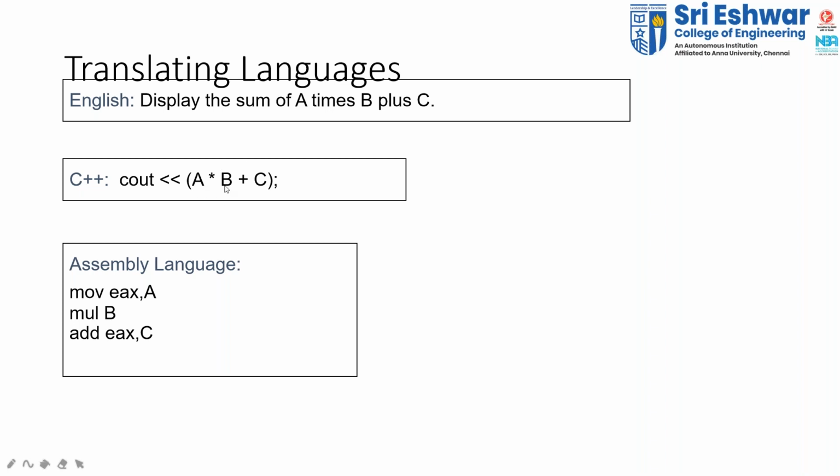The a into b result will be summed with your c. And finally, I conclude: I'm halting my program, I'm terminating the program. This is how your assembly language will be. For the simple example, sum of a times b plus c, in C++ you will have this instruction to perform its application, and when it comes to assembly language, these are all the lines to be followed for this particular application. So this is assembly language programming.